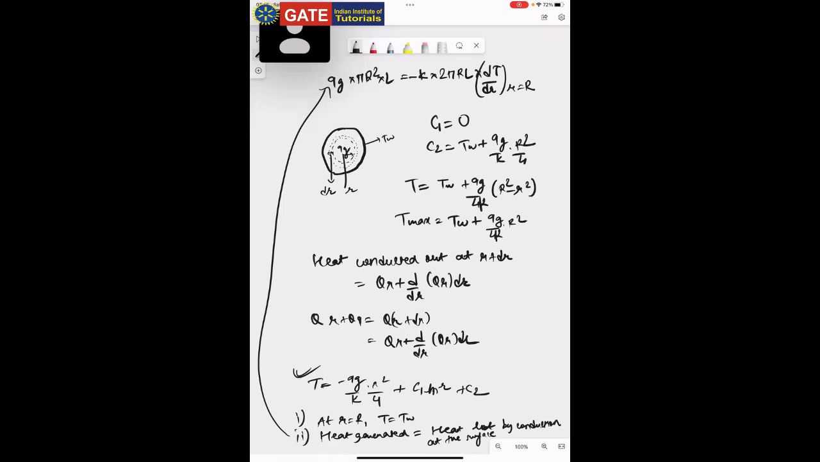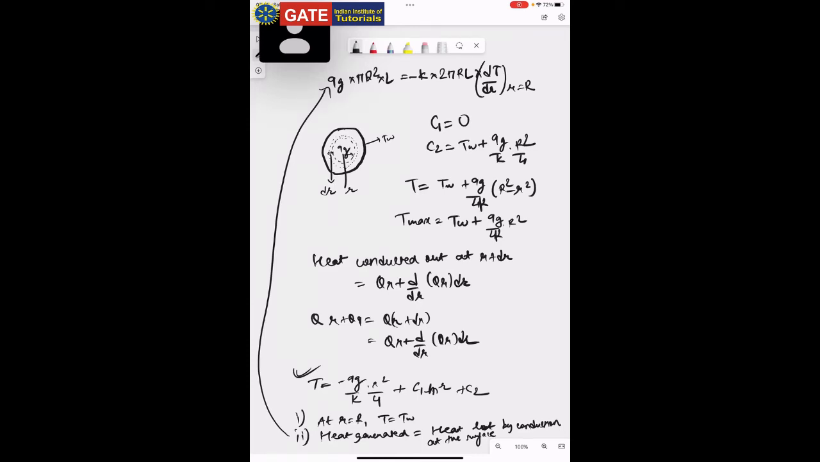So can you tell me where exactly is your maximum temperature in the case of a cylinder, with heat generation? Like in the plane wall, we had it exactly at the mid plane, on the assumption that both surfaces have the same temperature. So in this case, where do you... At the center line. At the center. Right, at r equal to zero, you will have your maximum temperature.